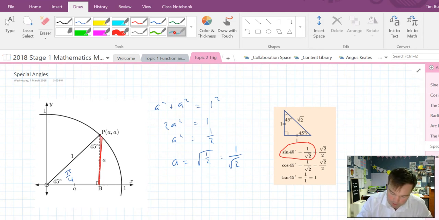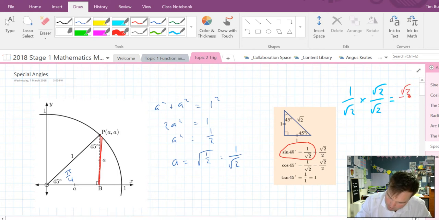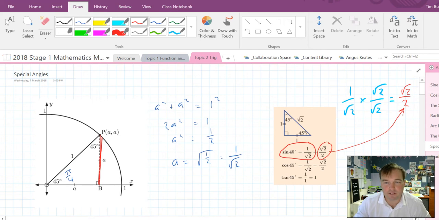You may also see 1 on root 2 written as root 2 on 2. The reason is because your calculator particularly likes multiplying things by 1, like you just see me doing there, to make the denominator rational. So calculators and textbooks tend to dislike irrational denominators. If you see it written like that, that's what's happened to it. It's the same thing, just written a different way around.